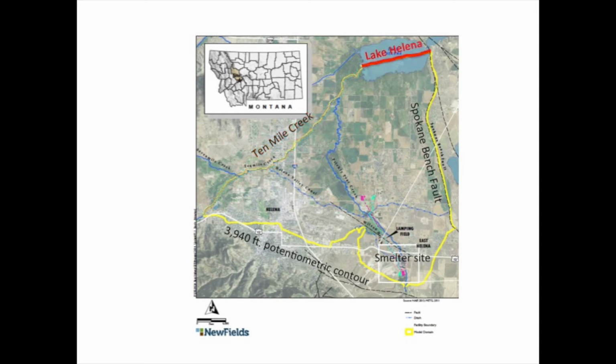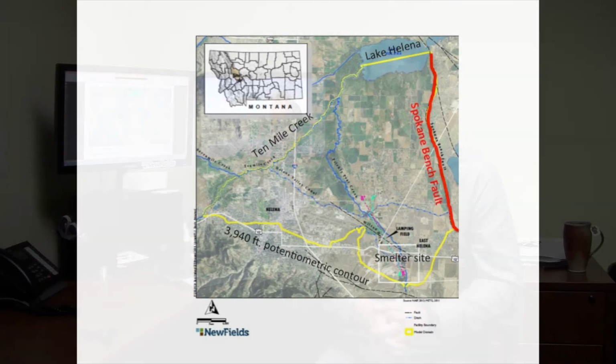To the north, it was set based on Lake Helena. Lake Helena is a discharge point, so groundwater flow is moving to the lake throughout the Helena Valley. And when it reaches the lake, it discharges to the lake and then moves eventually to the Missouri River north of the model domain. And then to the east, it was based on the Spokane Valley Fault, or the Spokane Fault. And these model boundaries are set at depth too.